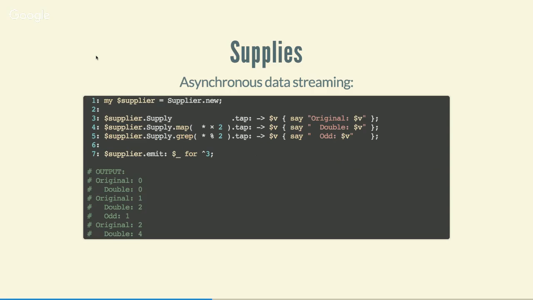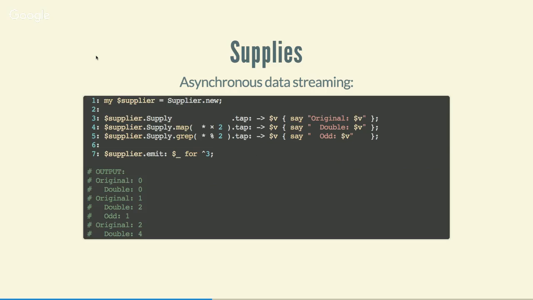Yeah. Perl 6 also has supplies. That's asynchronous data streaming. It's essentially similar to an event loop. Here on line number 1, we're creating a supplier. And on line number 7, we're emitting a bunch of values from it, from 0 to 2. And we create 3 taps on that supply.